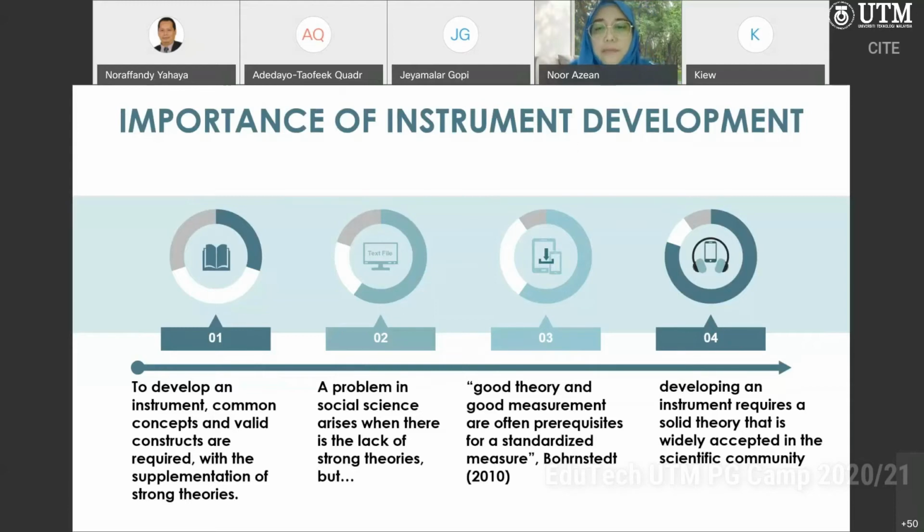So it goes back again to our instrument. A concept is usually based on theory. Developing an instrument requires a solid theory, right, that is widely accepted in the scientific community. So the person that we use, the user that will be involved in our research. Therefore, the ability to develop a measurement is dependent on the state of the theory. So from there, we know what instrument we develop.